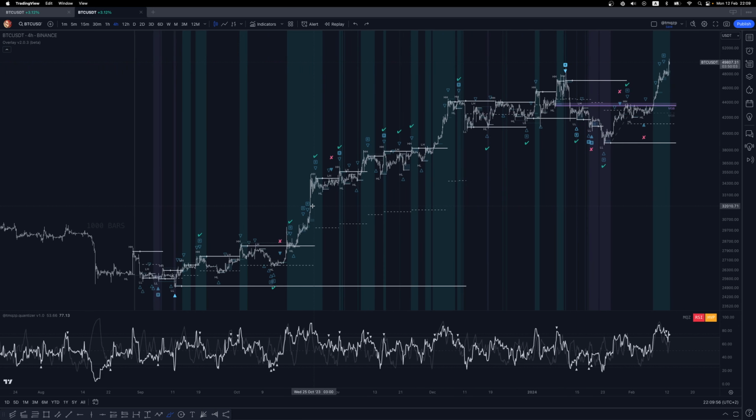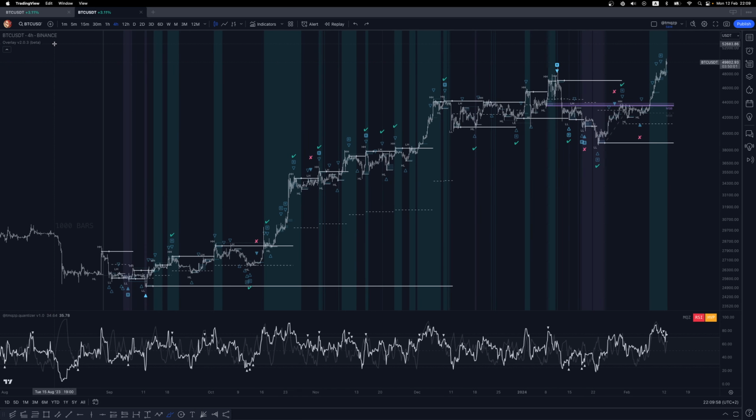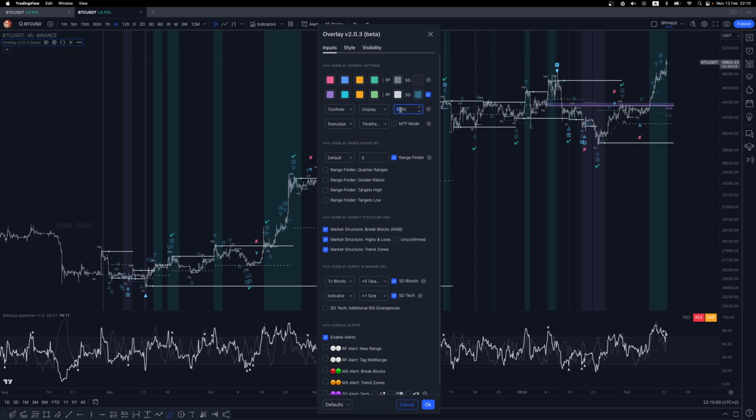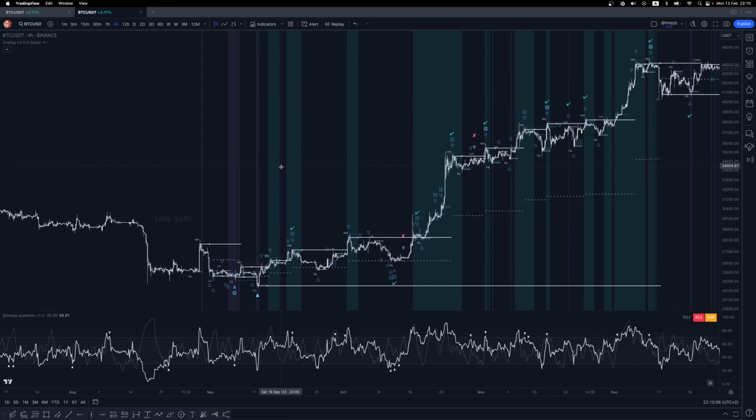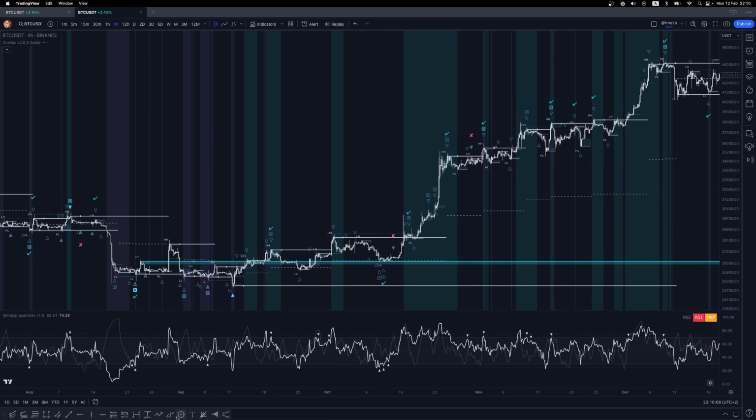Where did it go? Did I deactivate it again? God damn it. Man, the Ctrl-Z is really biting me in the ass today. Come on. There we go.